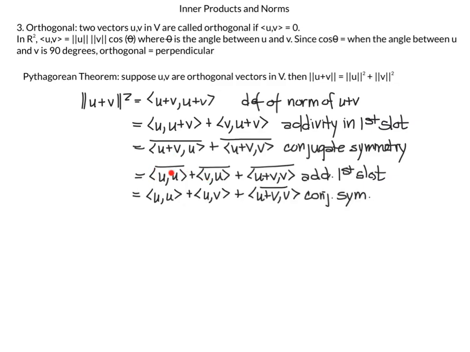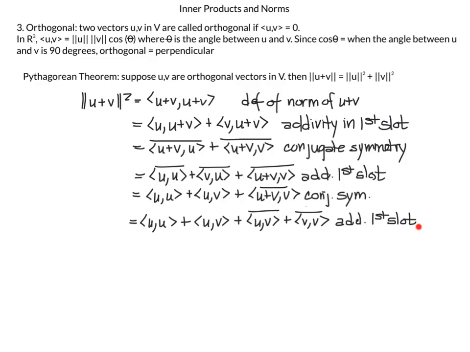By conjugate symmetry, we can flip the order of these two, take the complex conjugate, and we get the inner product of u with u. Over here, we flip the order and take the complex conjugate, so we get the inner product of u with v, and we still have this term over here, the complex conjugate of the inner product of u plus v with v. So we'll work on this next.